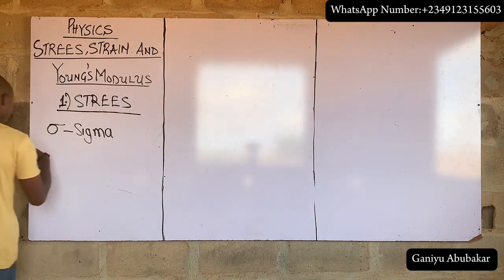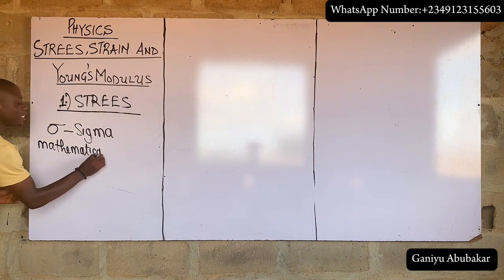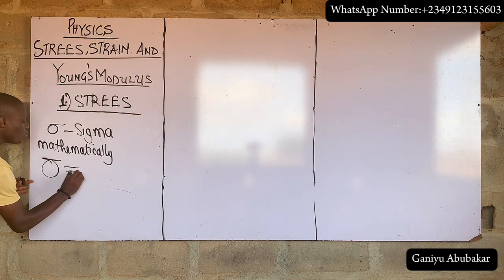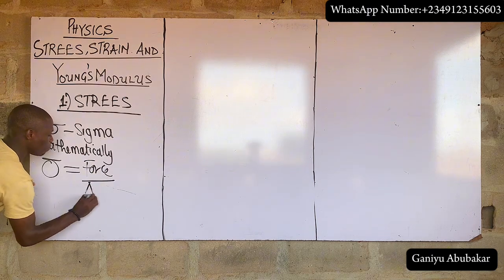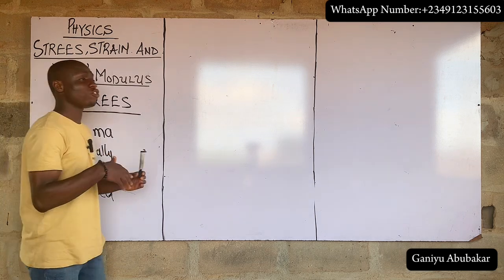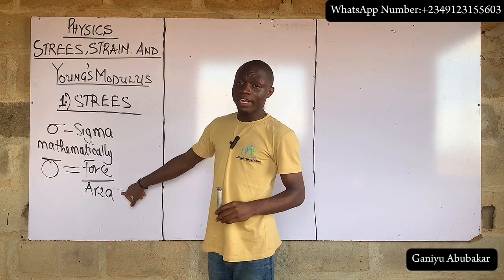So at this point now, mathematically, stress sigma is equal to what? Force all over area. So note that the mathematical expression of stress becomes force all over area.